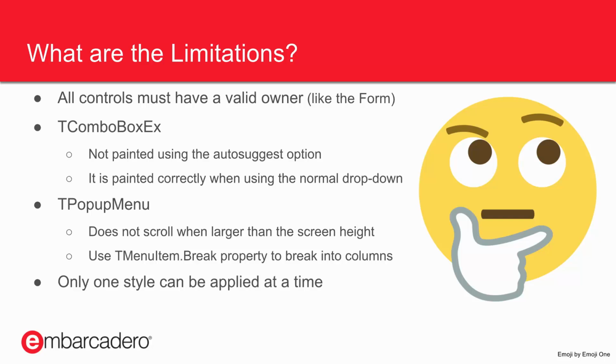So instead, you want to use the TMenuItem.Break property to break the popup menu into columns. Although if your popup menu is bigger than the height of the screen, that might be a design issue. And the other limitation is you can only apply one style at a time to the entire form.